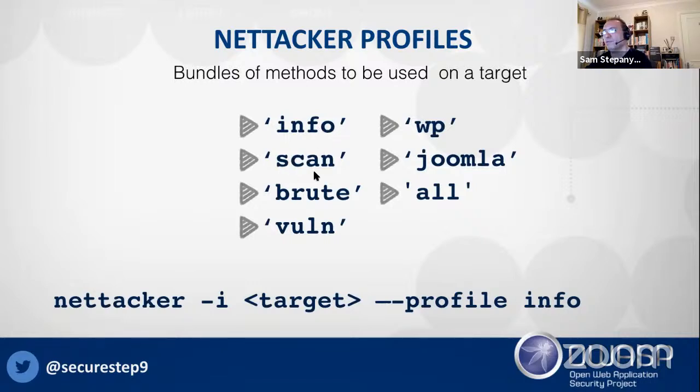There is one for scan, so this one will actually pull all the modules of type scan. There's a profile called brute, and that will run brute forcing modules. Same with vuln, so that will find all the vulnerability scanning modules. There is also a profile called WP for WordPress, so that will utilize all the WordPress related modules. There's one for Joomla, again, that will use all the Joomla related modules.